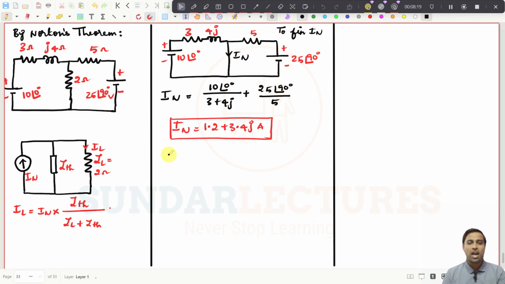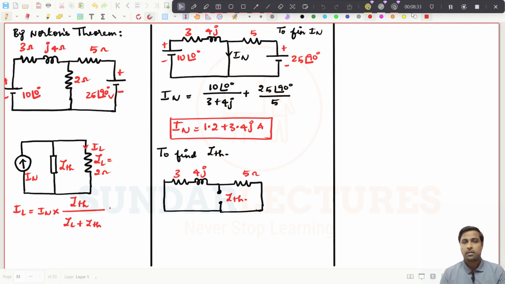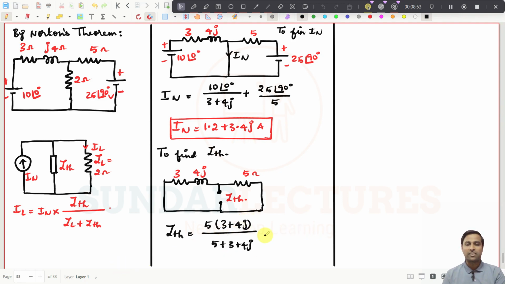Now I need to find ZTH. How will you find ZTH? You need to open circuit this, find the resistance across here, and short circuit the voltage sources. So I have drawn the diagram. To find ZTH, these two resistors are connected in parallel, both ends connected. Then I have to add in the denominator and multiply in the numerator. If I simplify this, I am getting 2.5 plus 1.25 J ohms.